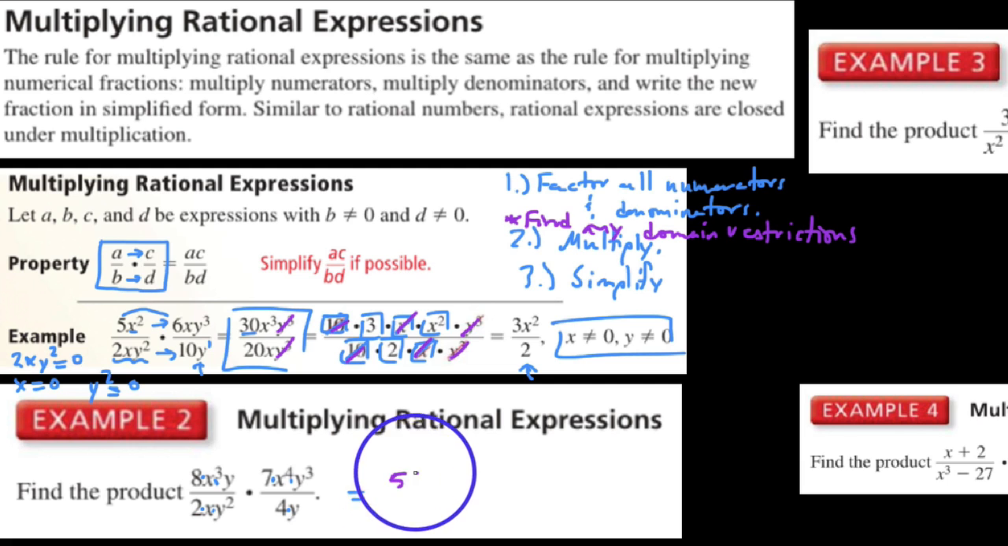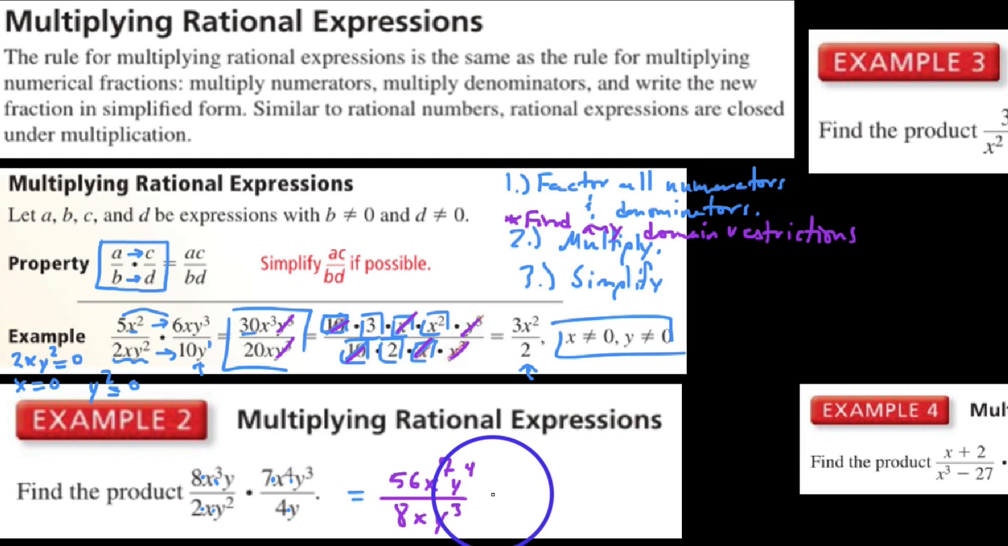So 8 times 7, of course, we get 56. x cubed times x to the fourth is x to the 7th. And we would get y to the first times y to the third, y to the fourth. Whereas on the bottom, our 2 times our 4 gives us an 8. x times no x's, well, that'd be just an x there. And y squared times y to the first is y cubed.